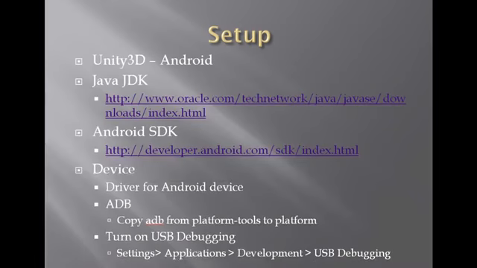Final step is to go into your phone itself and turn on the USB debugging. This is done through the settings, go to the applications, then to development, and click on the USB debugging checkbox so that it'll be turned on and you can test and debug your application.